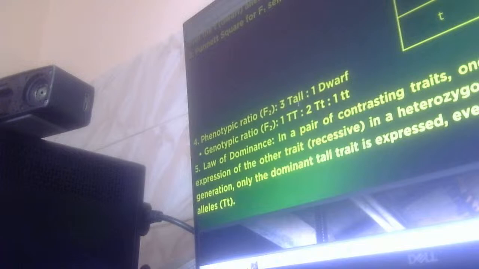In a pair of contrasting traits, the gene has both a dominant allele and the other one, the recessive allele. But since the dominant is present, it expresses itself, suppressing the recessive allele. As a result, the law of dominance was formed.